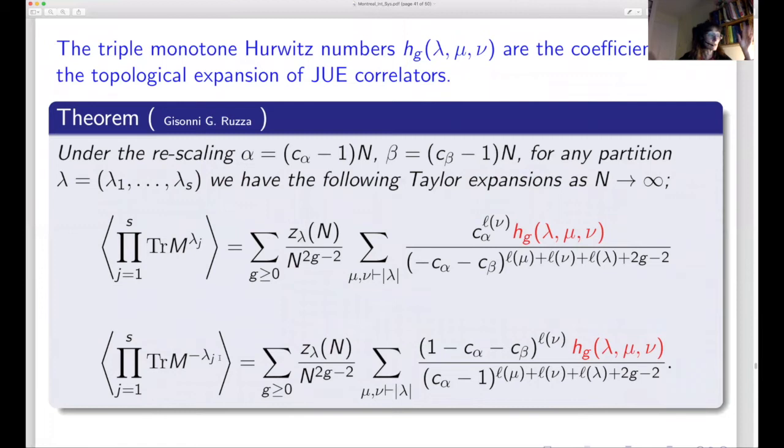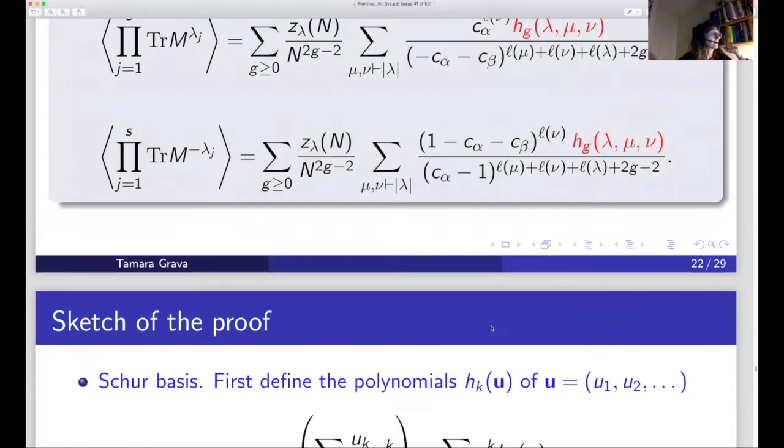So we have the same objects, the triple Hurwitz numbers. The only thing that changes are the coefficients. Okay, so this is the result, and let me now give a sketch of the proof.